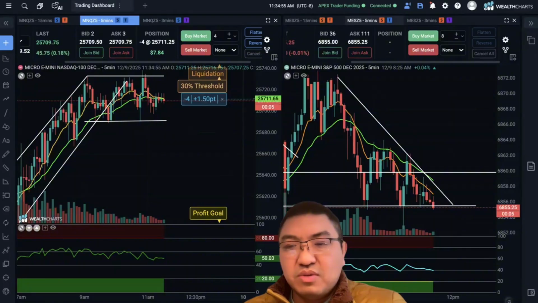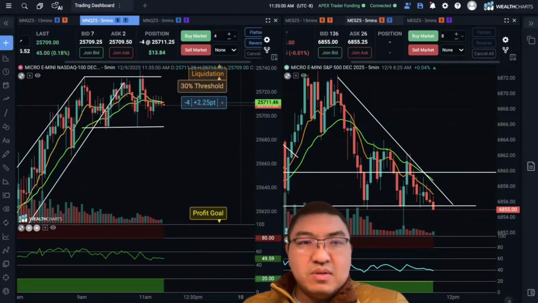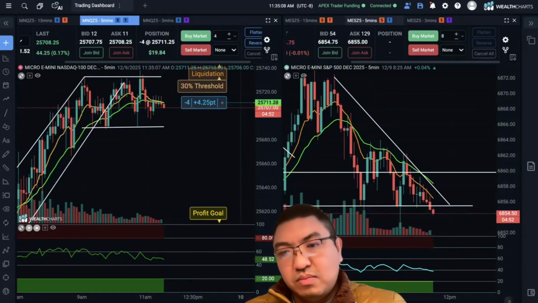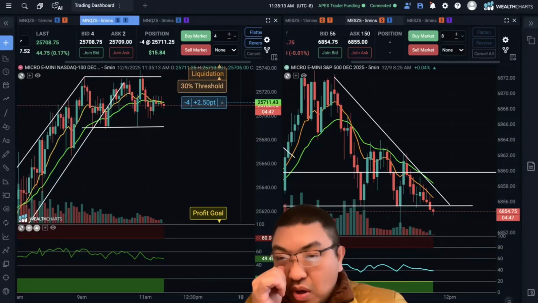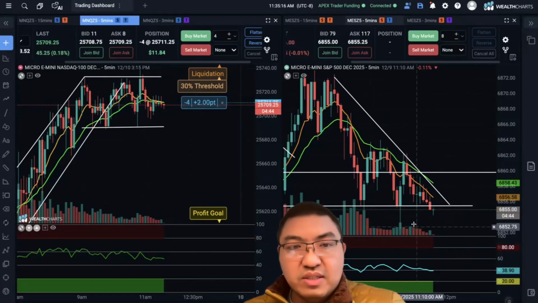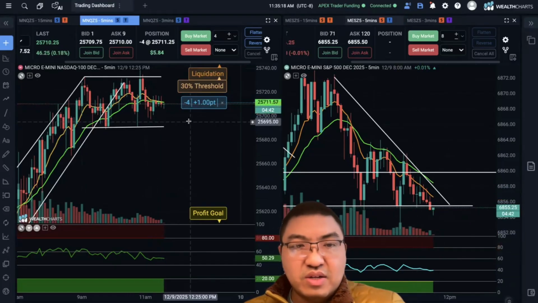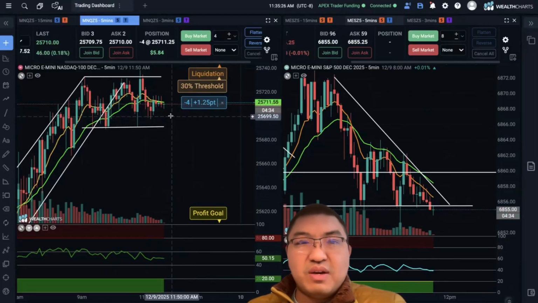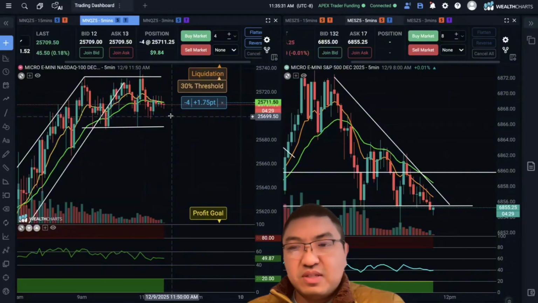It's trying to break out again, and see how it goes this time. Oh, it keeps going down. Wait a minute, because it gets rejected here. It gets rejected here, so probably after it goes some distance, I will set up a trailing stop loss to defend my profit, secure my profit.